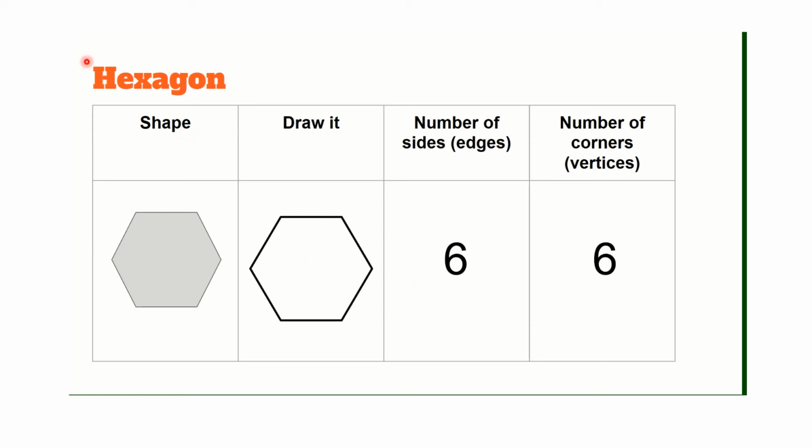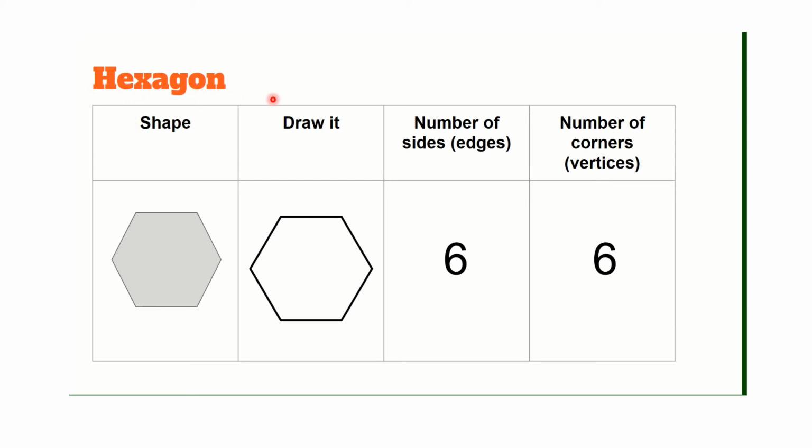Now, when you think of a hexagon, you should think about the stop sign that you see outside on the streets. A hexagon is the same shape that you see on a stop sign. That is the same shape. So when you see on the streets and you think of the stop sign, remember that shape is called a hexagon.